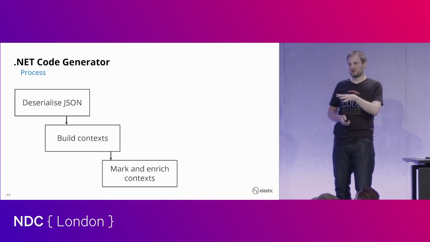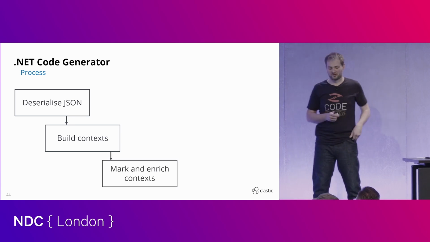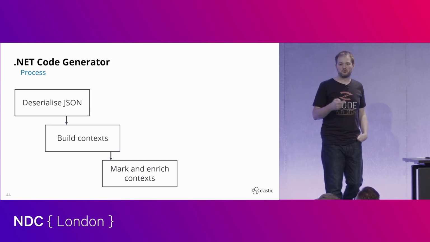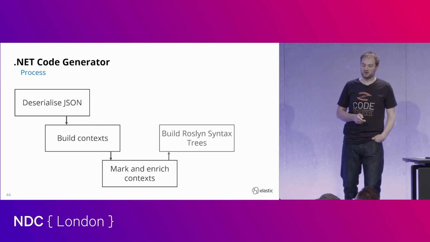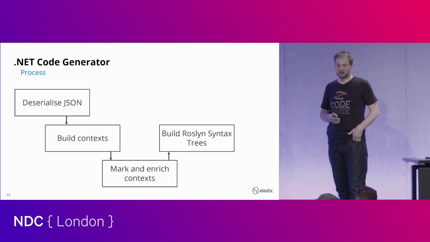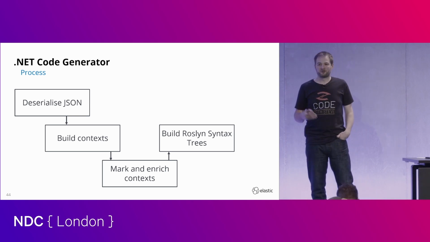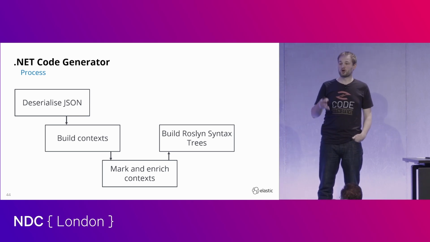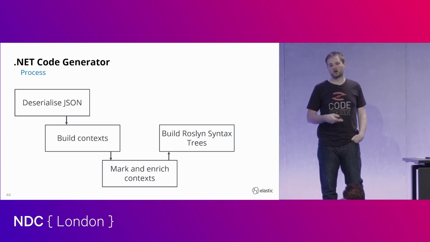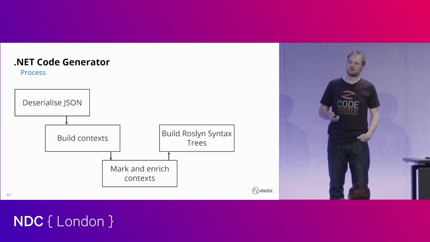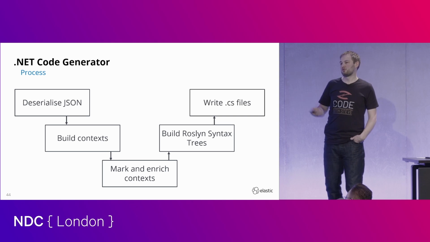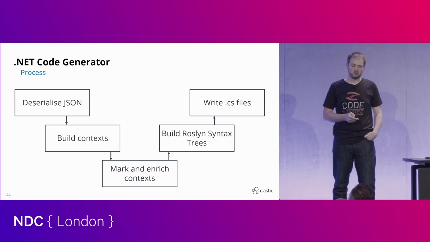We'll talk specifically about what I call the mark and enrich phase, because it sounds fun, and I'll talk through what that actually does, which is applying information to those contexts. Ultimately, once we've got all of these contexts for every type we're going to generate, we can do what we've just seen before, on a slightly more complex level, and build up a syntax tree using those Roslyn APIs. We build a syntax tree for each type that we're going to generate, and we emit a file or set of files out to the project that we're generating into.